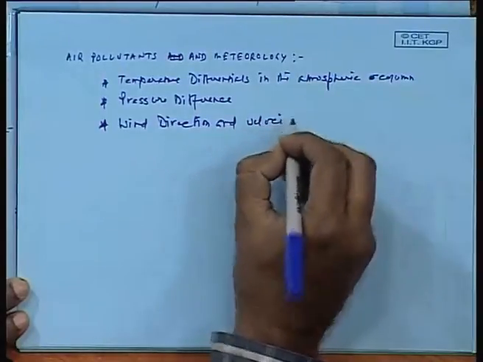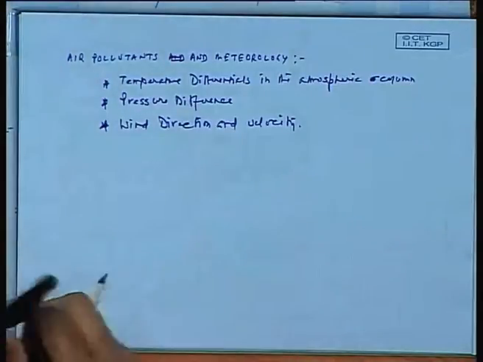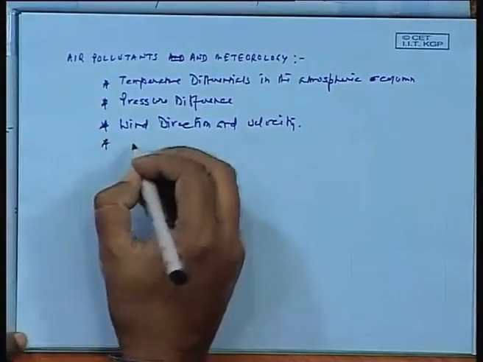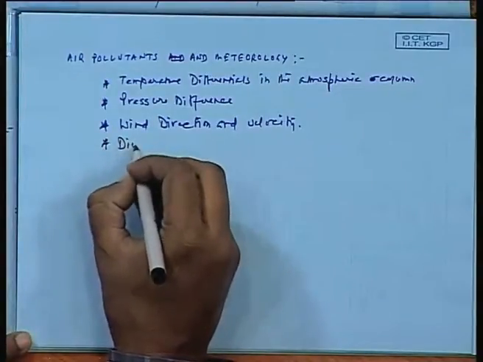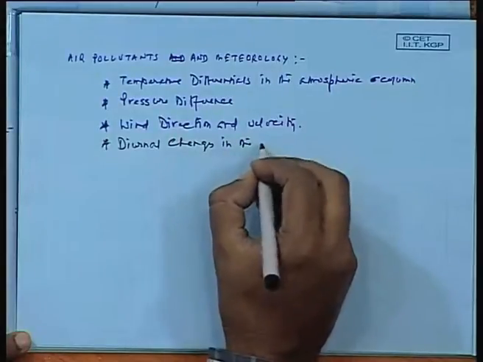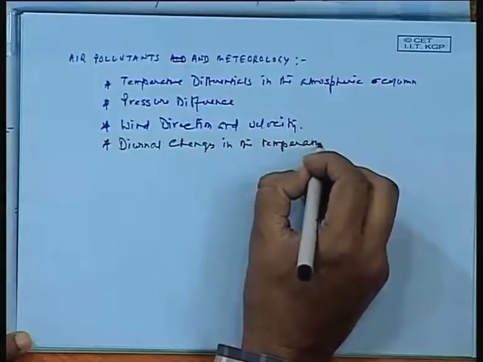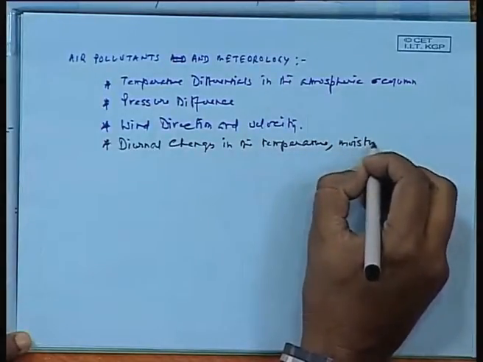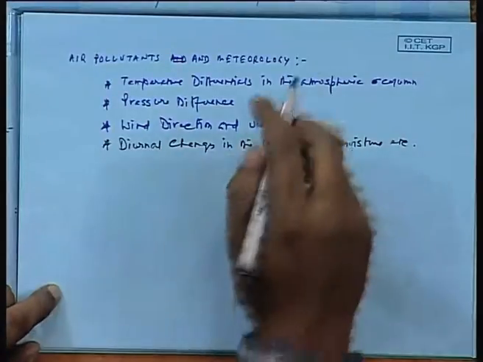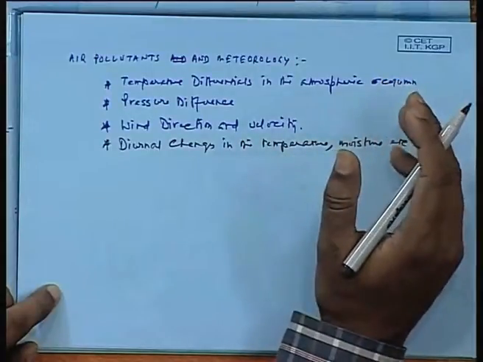and velocity. So wind direction and velocity. Here you can see these three important parameters. Apart from that, you can also discuss diurnal changes in the temperature, moisture, etc. These are diurnal changes, day-wise changes during different times of the day and different times in the night, diurnal and nocturnal changes in the temperature. All these things influence the flow and concentration of the pollutants in the atmospheric column.